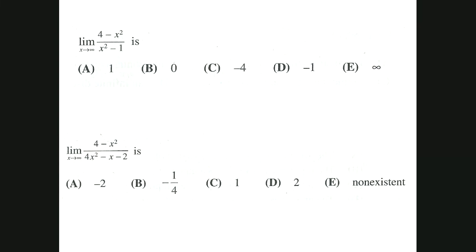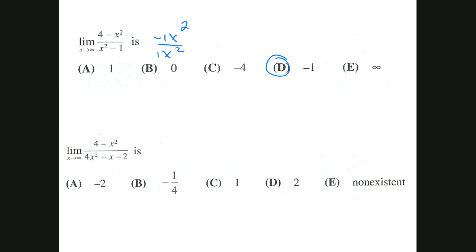These two problems, okay? Letter A, the limit as x approaches infinity of 4 minus x squared over x squared minus 1. What is my limit? Letter D, -1 is correct. Because remember, we only look at the highest exponent. So I've got -1x squared over 1x squared. So I've got -1. That is correct.